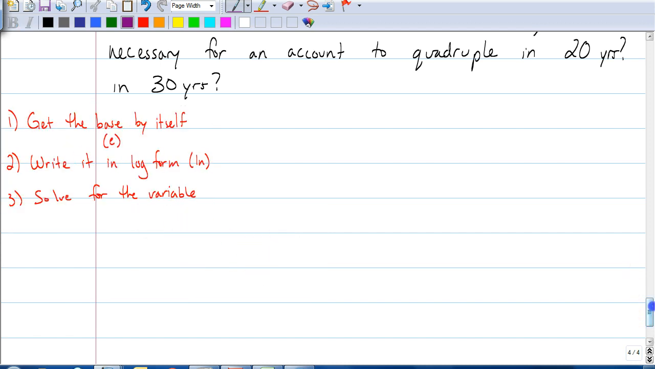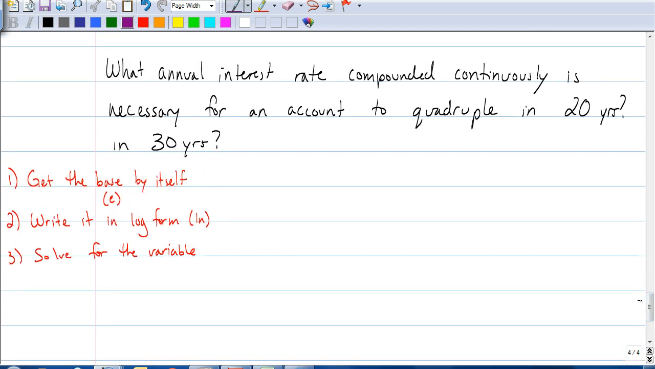Okay, so let's look at the story problem. It says, what annual interest rate compounded continuously is necessary for an account to quadruple in 20 years? And then it asks a follow-up question: what interest rate we would need for it to quadruple in 30 years. That's what that means. Okay, so our first step is to set up our equation.